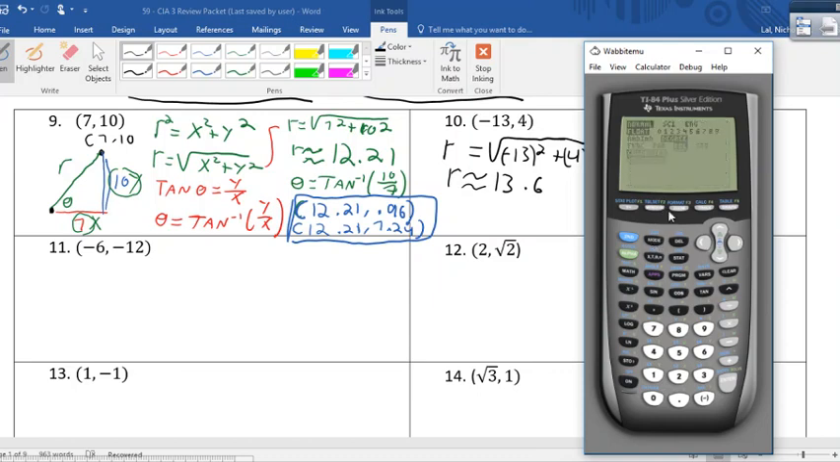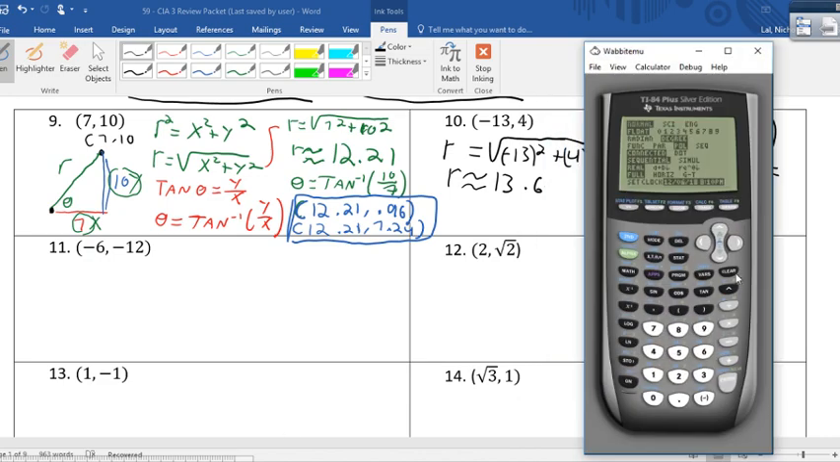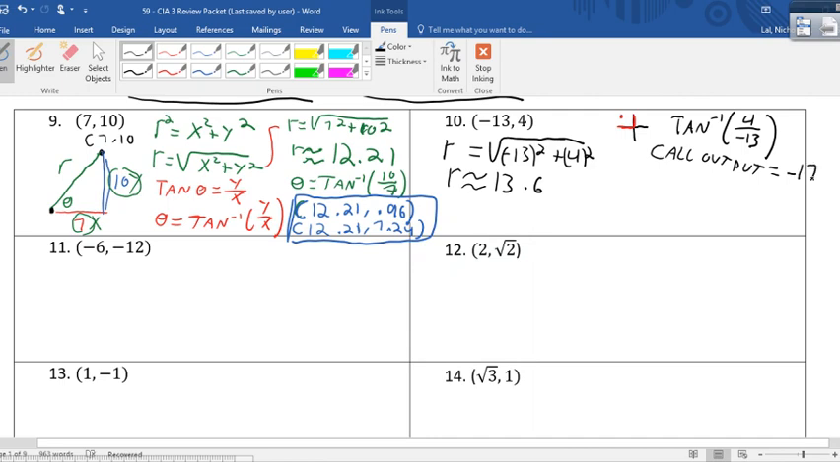So our calculator output when we find the inverse tangent of 4 over negative 13 is going to be equal to negative 17.1 degrees. But that's not our angle because we are in quadrant 2.